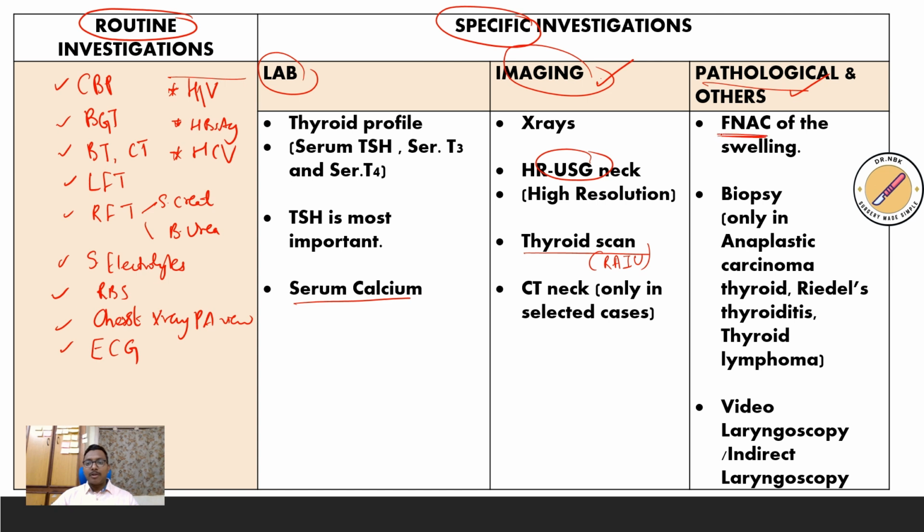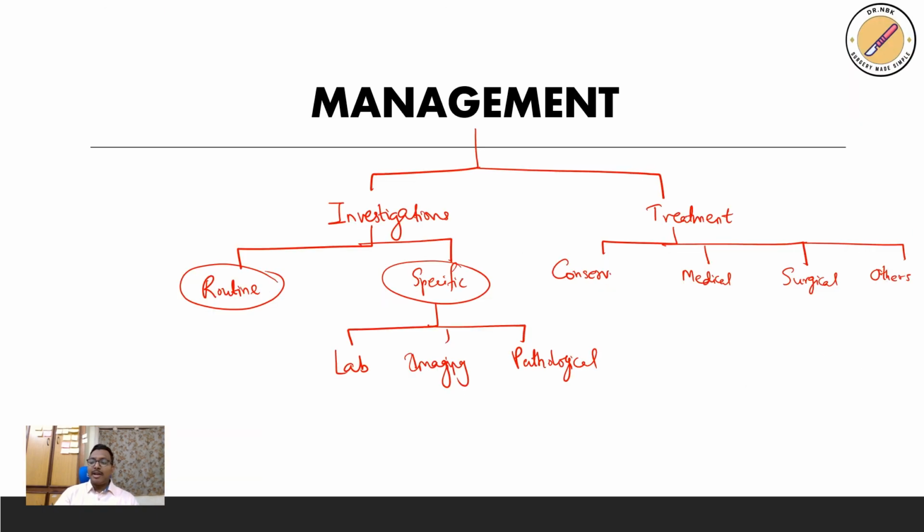The basic pathological investigations we have are FNAC and second, biopsy. There are different types of biopsy, which we will see in individual cases. The other one is video laryngoscopy, which is important mainly for thyroid cases. It is done by the ENT department, where you need to document the vocal cord status. Sometimes, instead of video laryngoscopy, indirect laryngoscopy can also be done. Like this, you can easily understand the investigations. You can divide them into two main headings, and the specific investigations are divided into three subdivisions. Then, according to the case, we will investigate the patient.